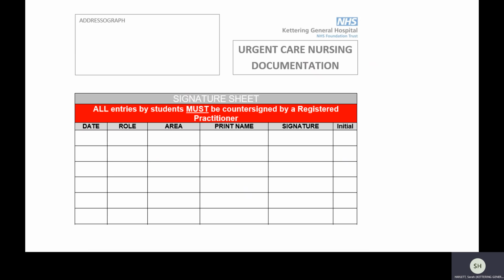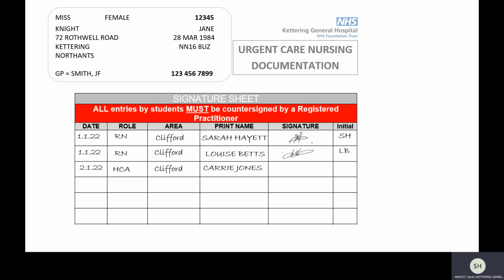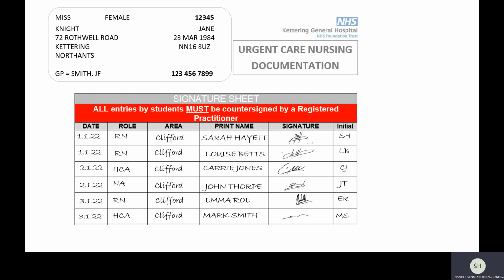Again, we need to make sure that we have the correct identification sticker at the top and that all the information is correct for that patient. We must then ensure that each member of staff that documents within this documentation has clearly written down their role, the area that they're working, that they print their name, they sign, and they put their initials in. This applies to everybody, student nurses, registered nurses, HCAs, NAs, and anybody at all that documents within this.